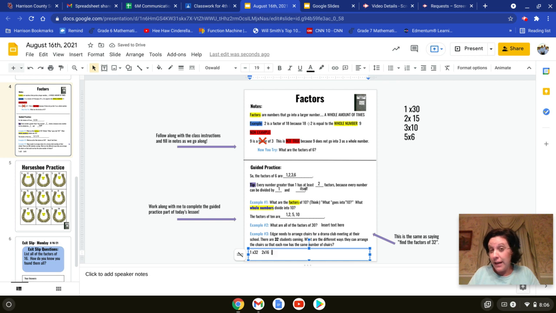3 is not a factor. 3 times 10 is 30. 3 times 11 is 33. See how we skipped 32? So we know 3 is not a factor of 32. You could also divide 32 by 3 and get a decimal and see that that doesn't work.